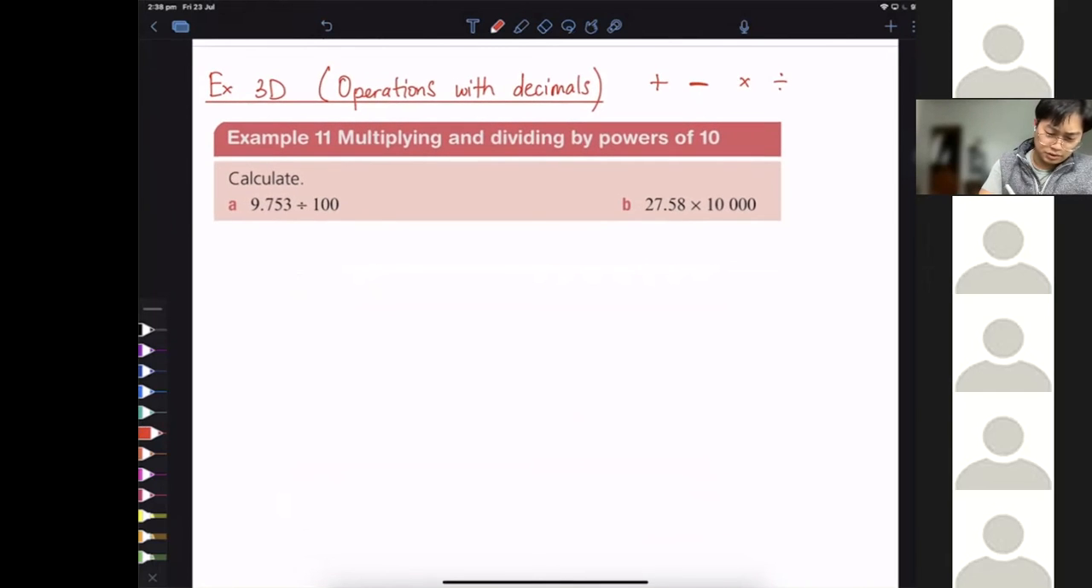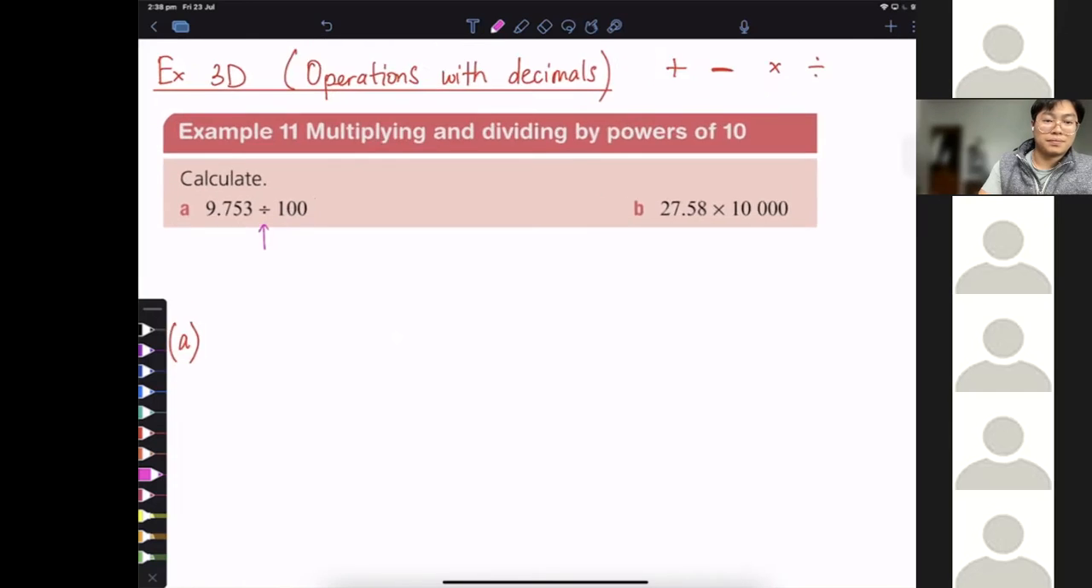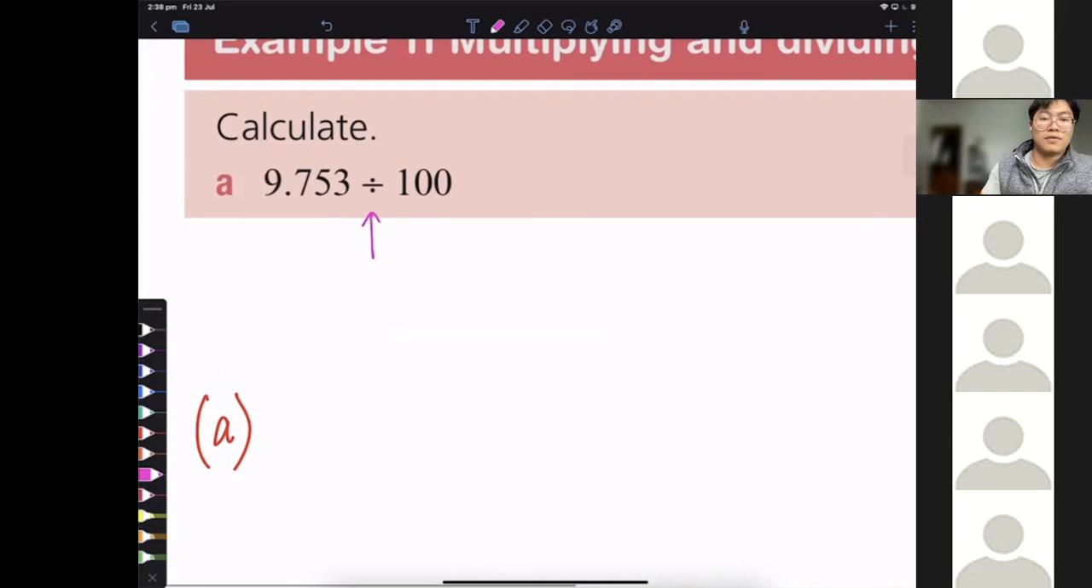We know how to do these ones here. Since we're dividing, do we move it to the left or to the right? Do we move our decimal place to the left or to the right? Left. To the left, that's correct.